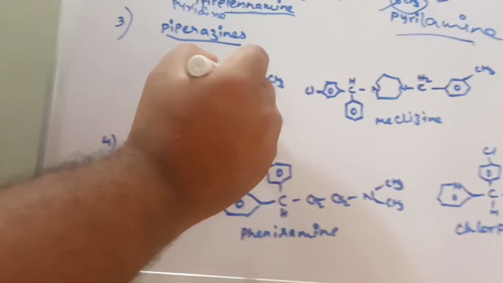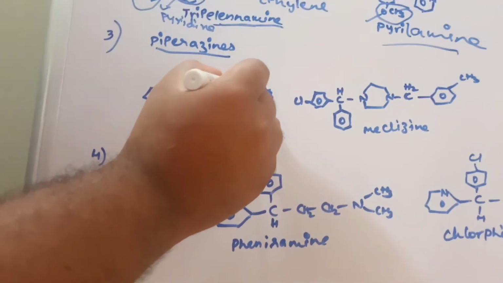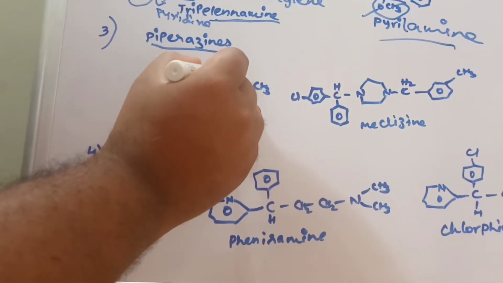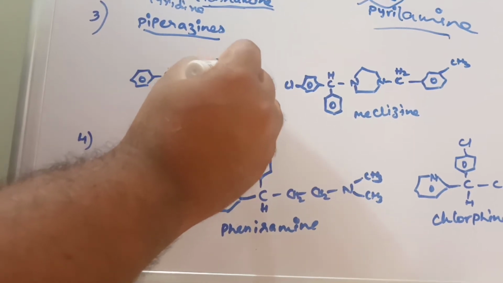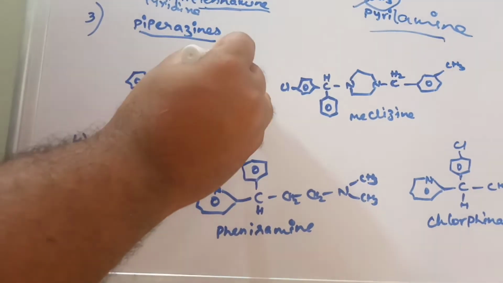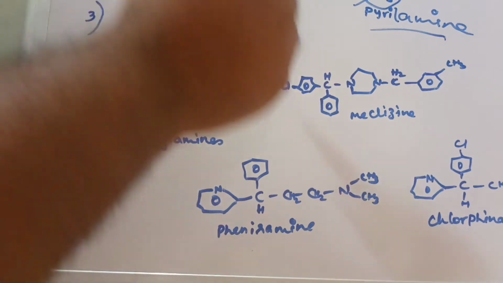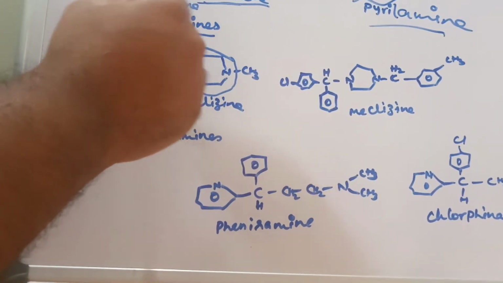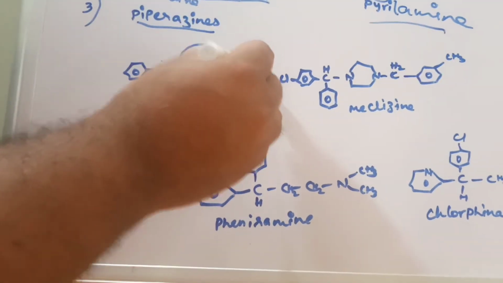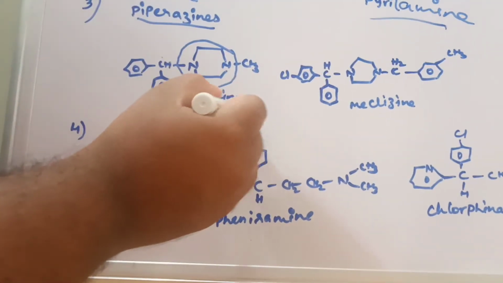This is first position. This is fourth position. So first and fourth position saturated, they are called as pyrazine. So you have to draw the basic nucleus as pyrazine. Once you draw the pyrazine, then you can draw with the carbon having two phenyl groups and methyl groups. That is called as cyclizine.